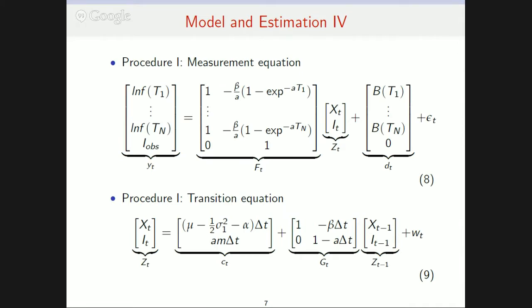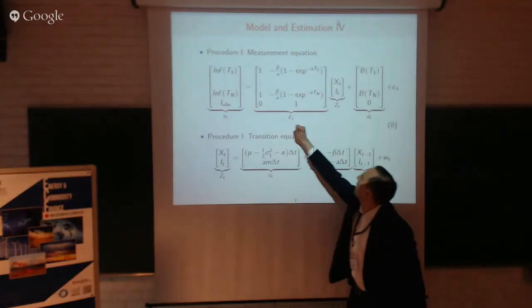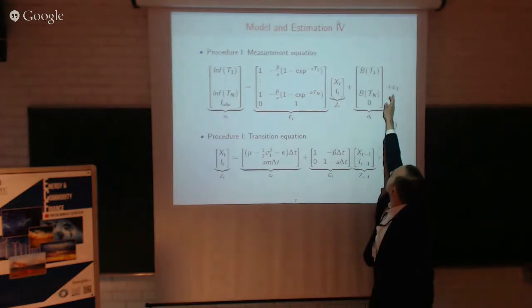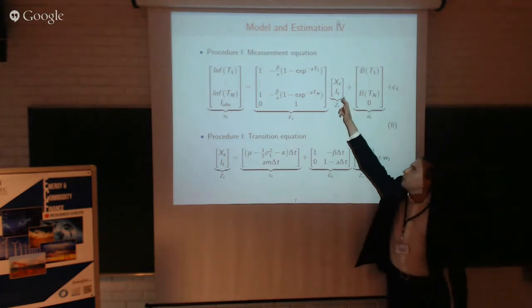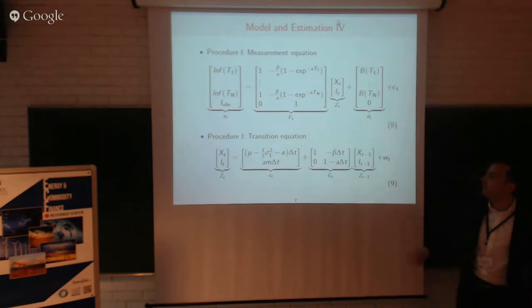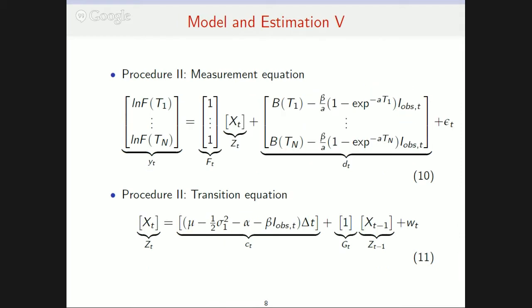So these are the measurement and the transition equation for procedure 1, where we allow for this error term, and you see here that we have the observed inventory data in the real world, and we allow here for an error term, so that the state variable of the inventory might have an error term. And we have here the transition equation. And of course, for procedure 2, this changes a bit because we don't allow anymore for an error term of the inventories, but have it directly in the measurement equation.